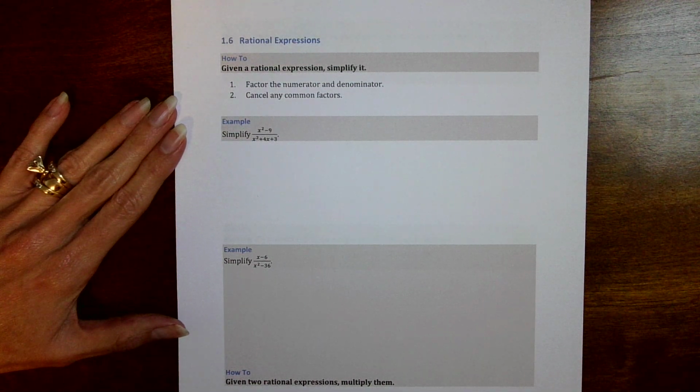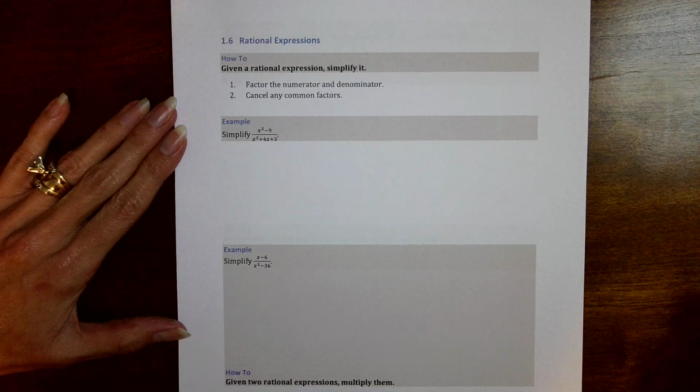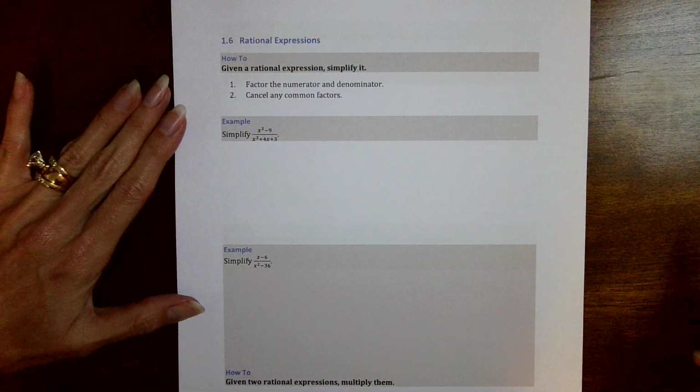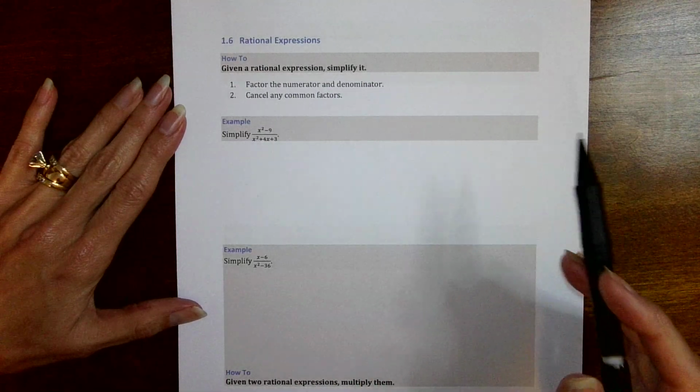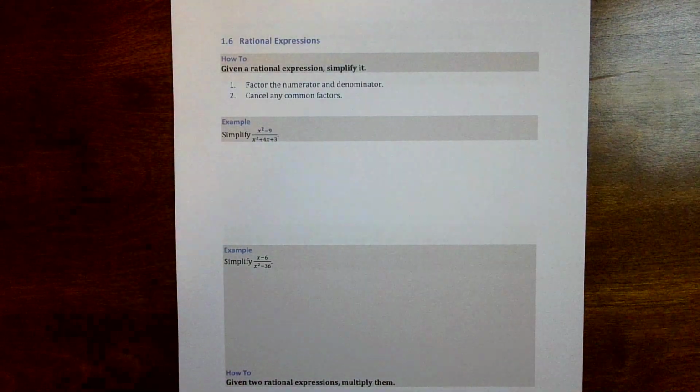Alright, now we're going to talk about rational expressions. Rational in mathematics means fraction. So we're going to deal with fractions with polynomials on the top and the bottom. What we're going to do is factor the numerator and the denominator and then cancel out any common factors. So let's look at this.